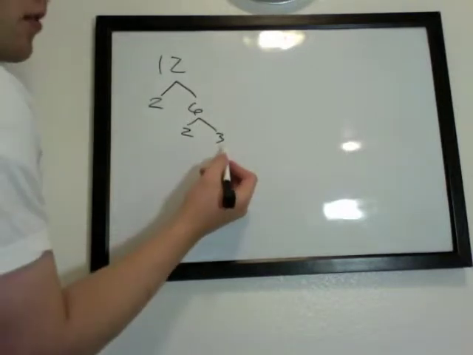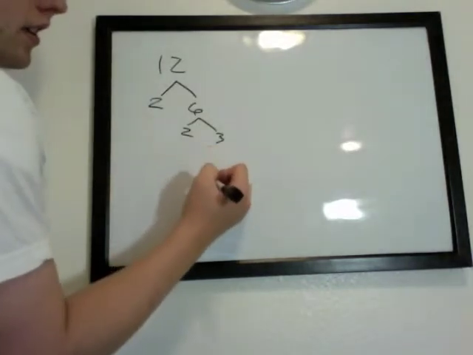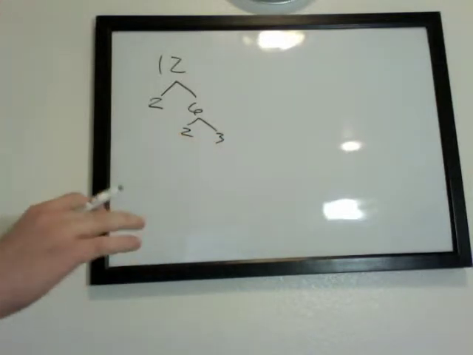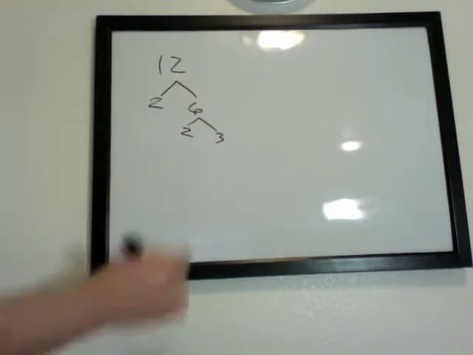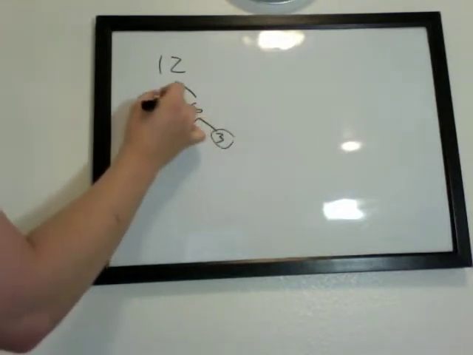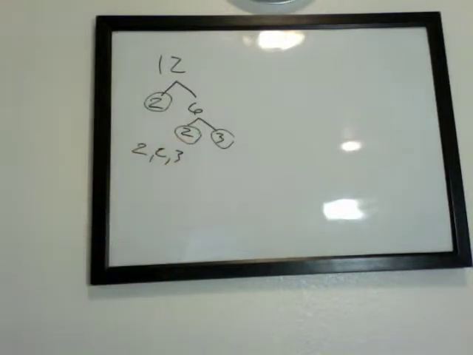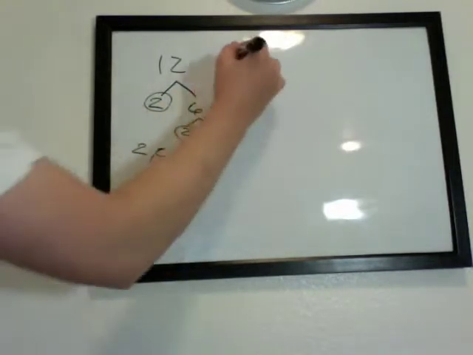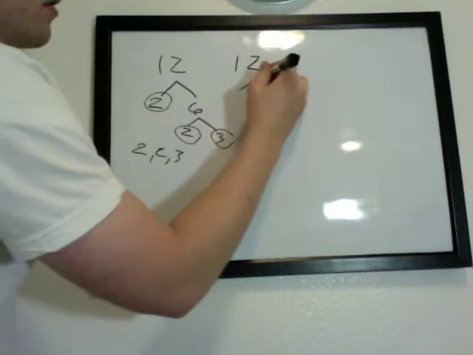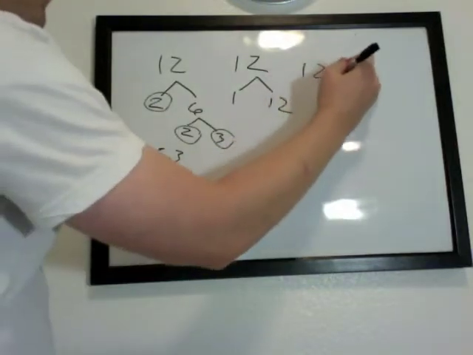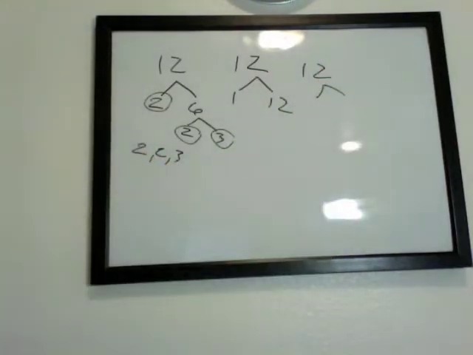So no numbers can go into 3 except for 1 and 3. And no numbers can go into 2 except for 1 and 2. So these are the primes. And that's what we're looking for: 2, 2, 3. Now we can do 12 a different way. 1 and 12. We can do 12 doing 3 and 4.